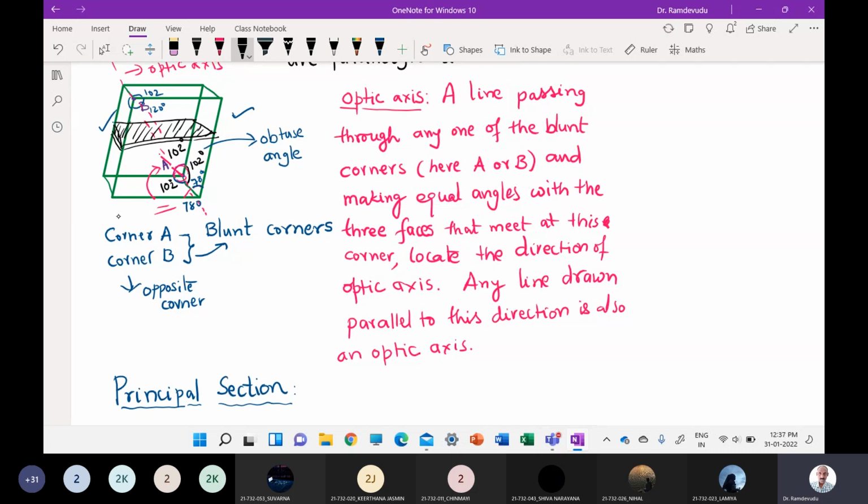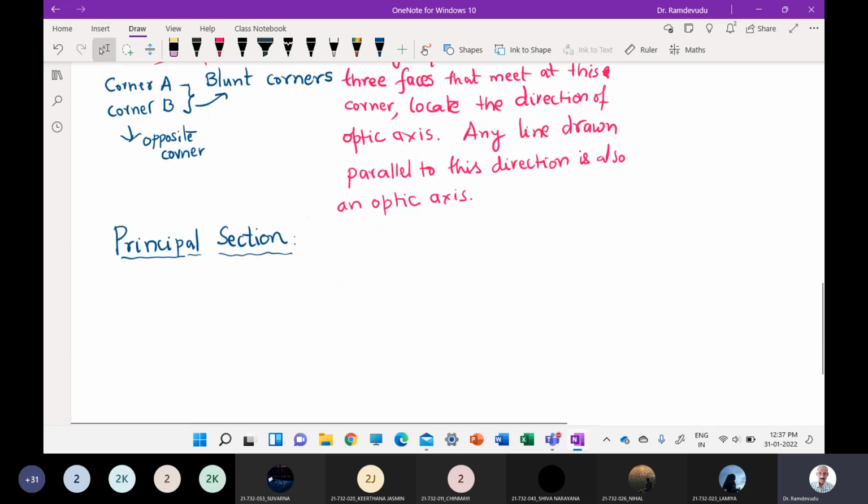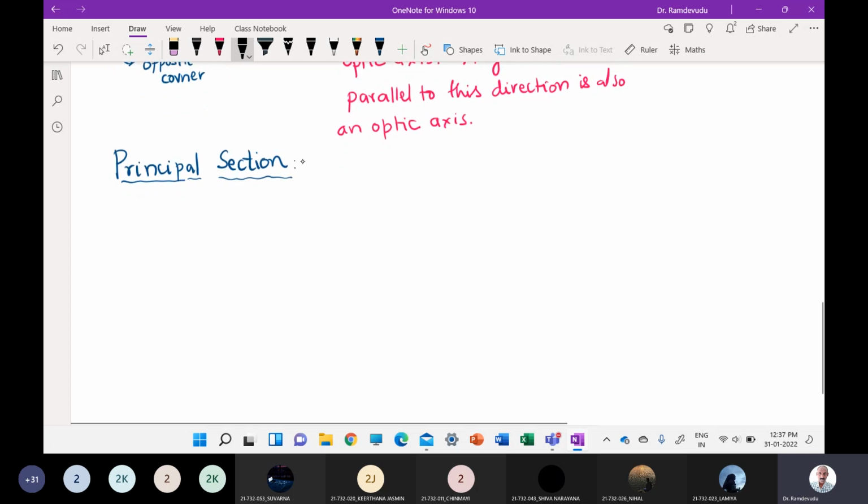Therefore, I will now define the principal section as the plane containing the optic axis. In this plane, the optic axis is there, you can see here. And it is perpendicular to opposite faces of the crystal. We have to take it so that we'll define it as principal section. So I write the definition of principal section like this.